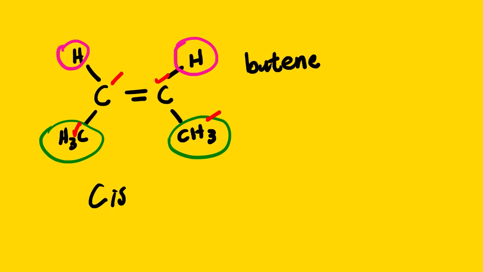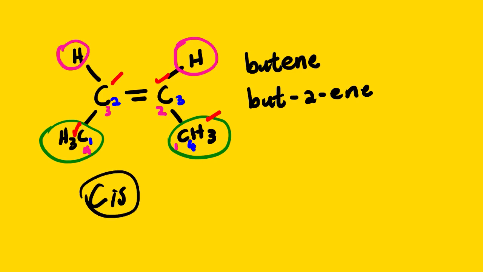And then where is the double bond? Even though we can count from the left, we are still going to have the double bond on the second carbon. 1, 2, 3, 4. So the double bond is on the second carbon. So we can say but-2-ene. So that is the name. Now to show the stereoisomer, we include this in the IUPAC name. So it will be cis.